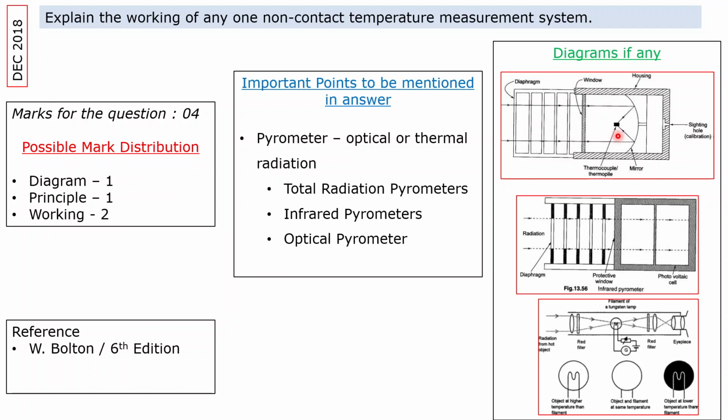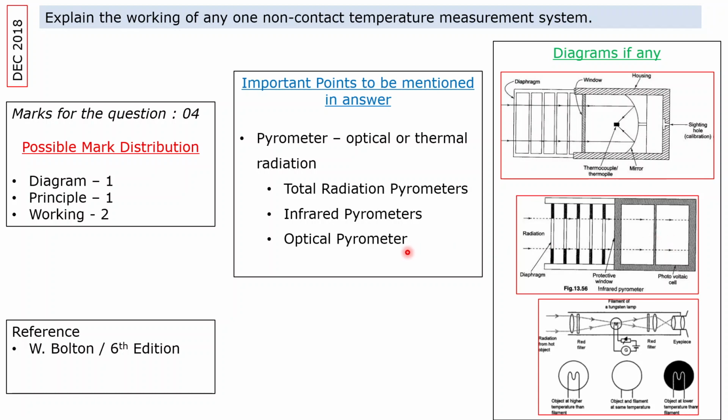The second one is the infrared pyrometer. In the infrared pyrometer, you can see a protective window which allows the infrared rays to get in, and you have a photovoltaic cell which gives the voltage or EMF with respect to the temperature.